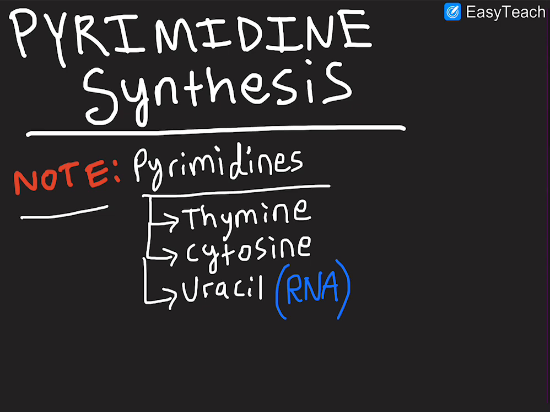So it's important to note what the pyrimidines even are. We have thymine, cytosine, and uracil. Uracil is only in RNA, okay?